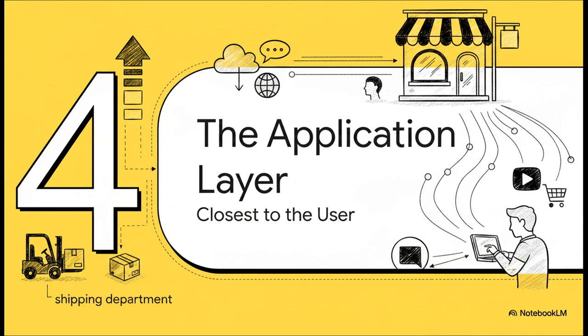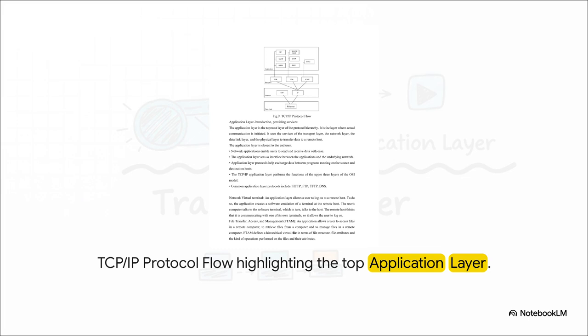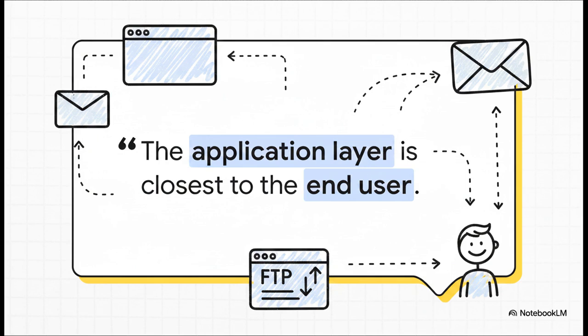All right, Section 4, the application layer. We are officially leaving the shipping department and arriving at the storefront where the actual internet services live. If you look at the grand scheme of the TCP/IP hierarchy, the application layer sits right at the very top. It rests directly on those TCP and UDP transport protocols we were just geeking out about, acting as the ultimate destination for your data. Our sources hit the nail on the head with this quote.